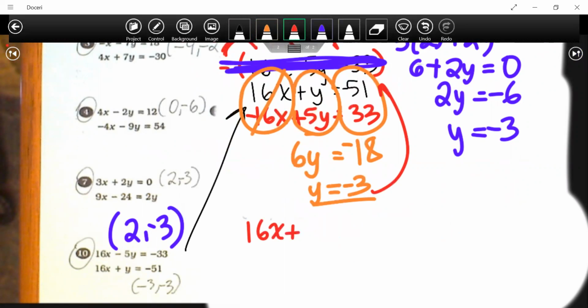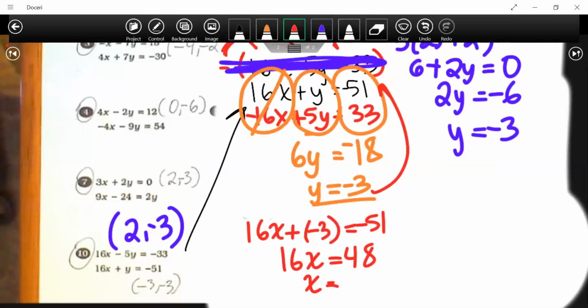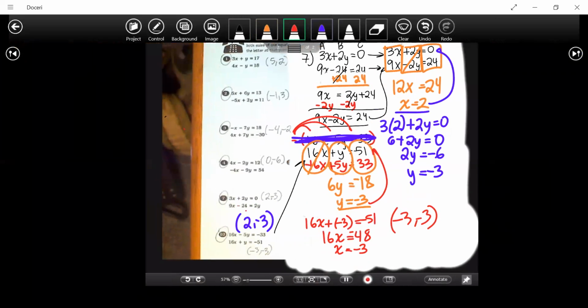16x plus negative 3 equals negative 51. 16x plus 3 to both sides gives me 48. X is going to be equal to, going to make a boo-boo there? No, negative 3. We're good. Negative 48. So our coordinate point would be negative 3, negative 3. Those are our two. Good? Awesome. Okay, here we go.